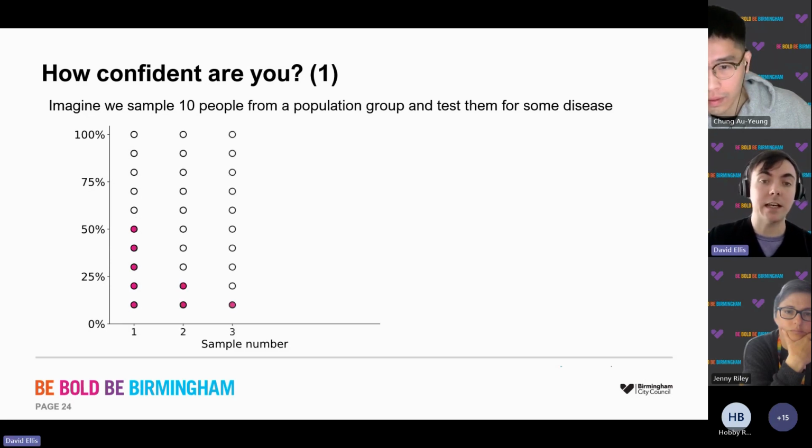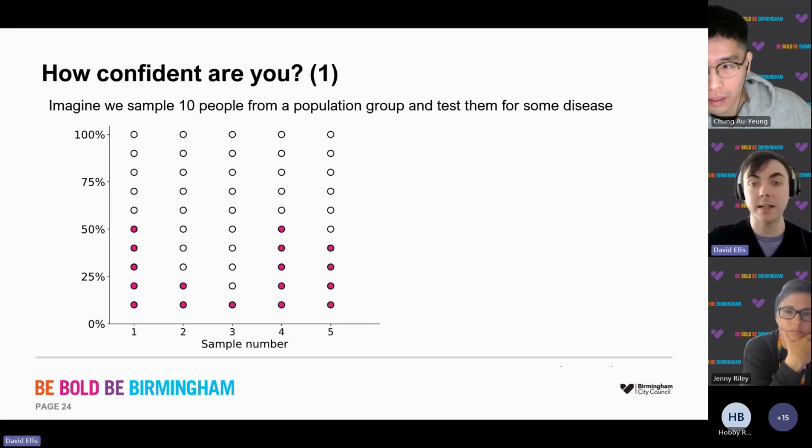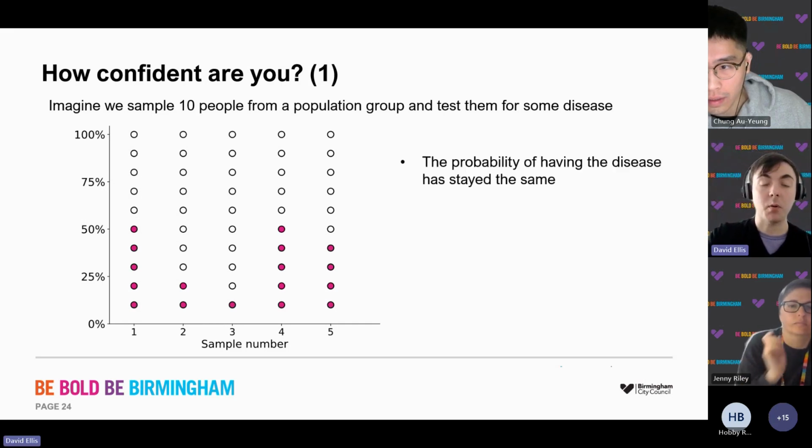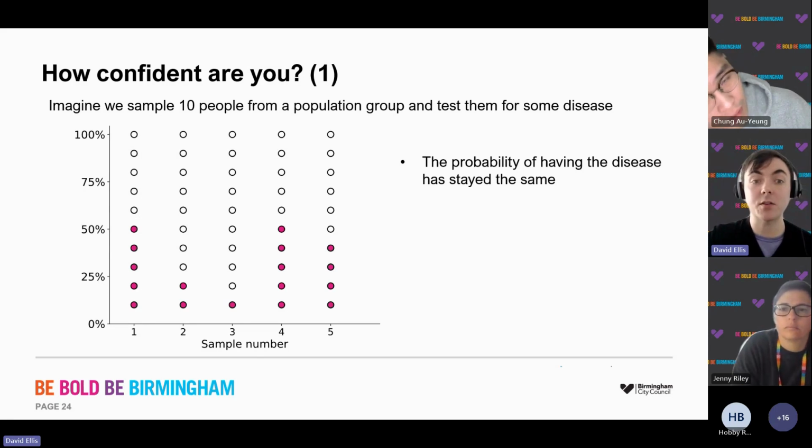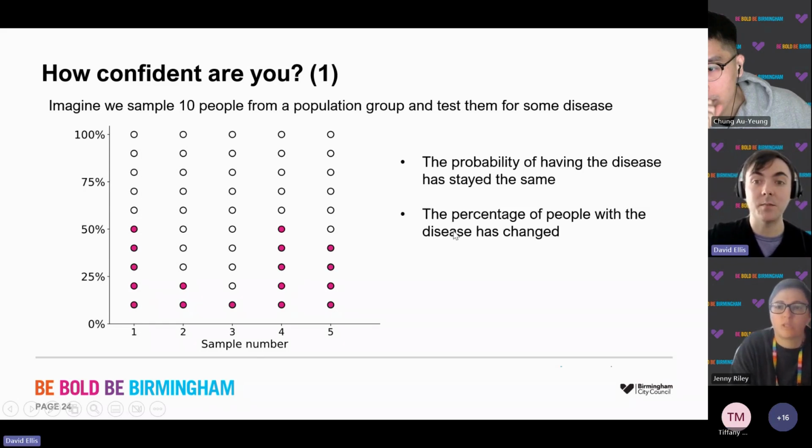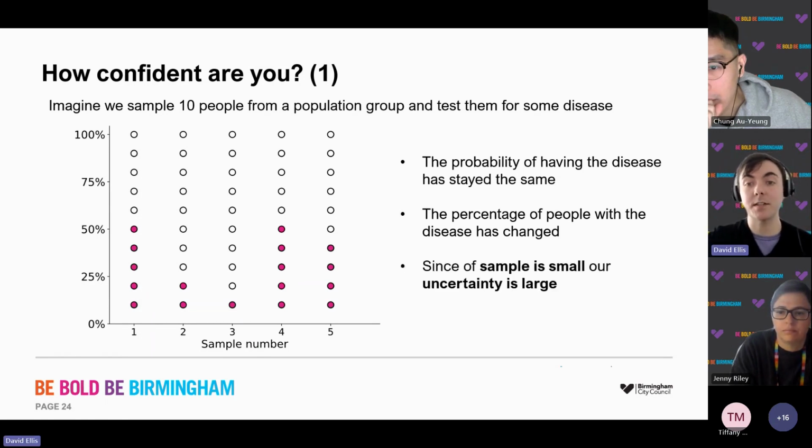But actually, as we repeat this measurement, as we repeat our sample, we see that the percentage of people with the disease changes very significantly. The probability of people having this disease has actually stayed the same across time. I can tell you that for certain because I set up this simulation. But the percentage of people with the disease has changed very significantly. And this is because our sample is so small, the uncertainty is very, very large.